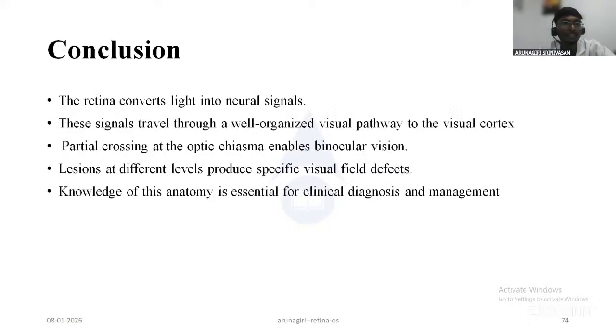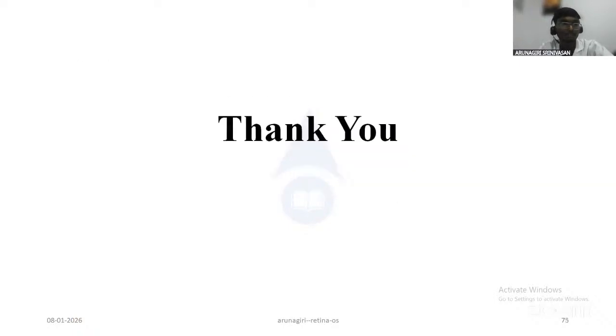Conclusion. The retina converts light into neural signals. These signals travel through a well-organized visual pathway to the visual cortex. Partial crossing at the optic chiasma enables binocular vision. Lesions at different levels produce specific visual field defects. Knowledge of this anatomy is essential for clinical diagnosis and management in ophthalmology. Thank you.